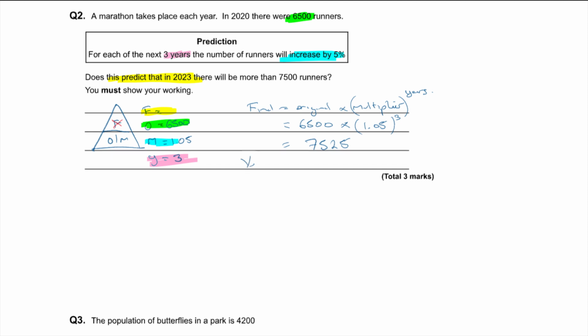So yes, greater than 7,500. Don't forget to answer the question. So the question was, does the prediction predict it's over 7,500, not just find the answer. Okay, so you need to answer the question.